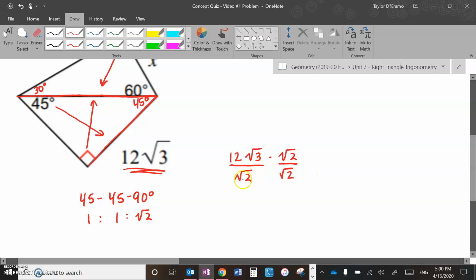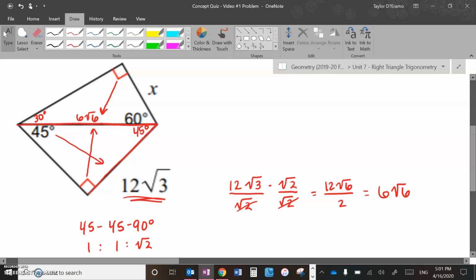And then I know that these two cancel out and become regular 2, and then 12 stays the same, and then 3 times 2 is 6, so I get 12 root 6 divided by 2, and I can simplify this since they're both whole numbers. 12 divided by 2 is 6 root 6. So now I know that my length for this hypotenuse, the hypotenuse of both triangles, is 6 root 6.